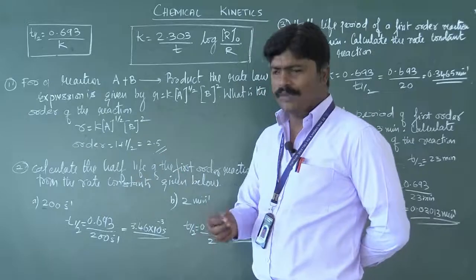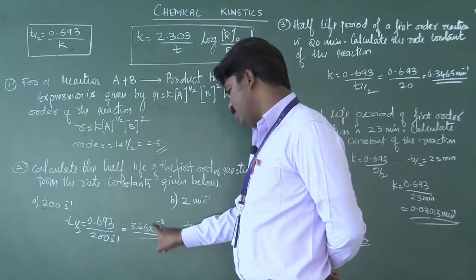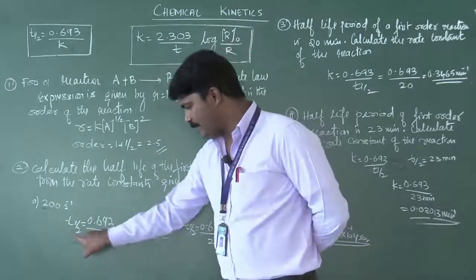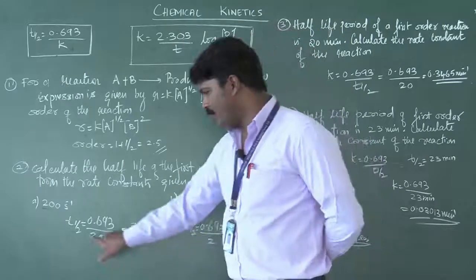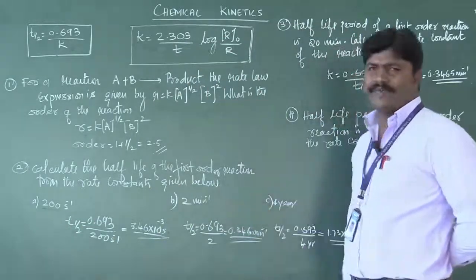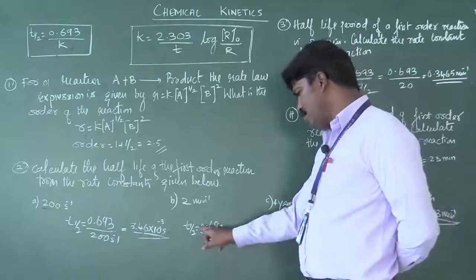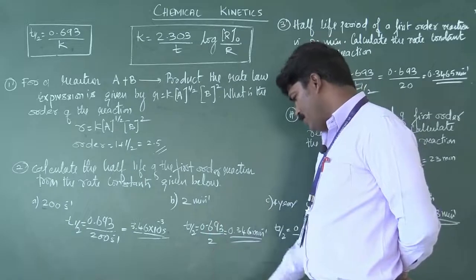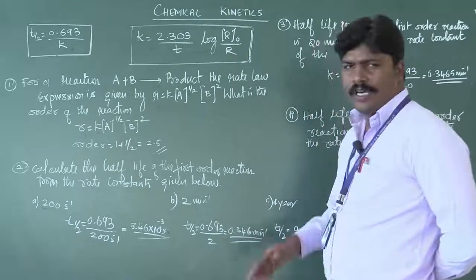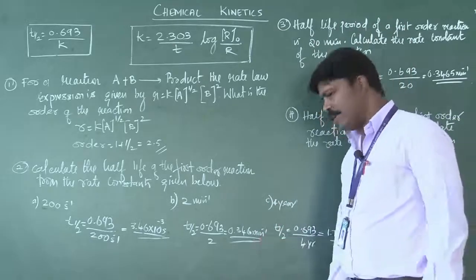To keep it a standard value, I can write here 3.46 into 10 to the power of minus 3 seconds. The per second becomes second. So time is expressed in seconds because the rate constant is given in per second. The next one, 2 per minute. Again, first order, we can express in per minute also. Therefore, T half is equal to 0.693 by 2. That is 0.346 minutes, or you can write 3.46 into 10 to the power of minus 1 minute.